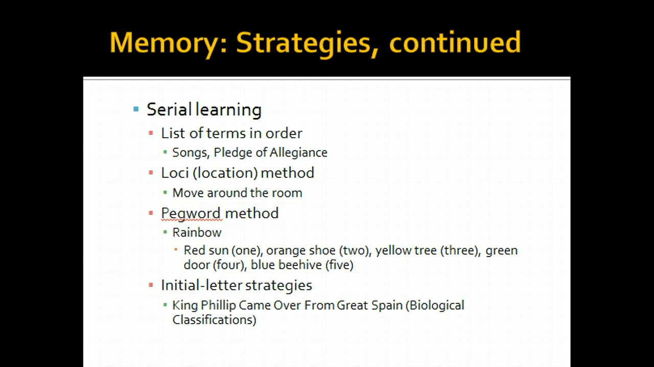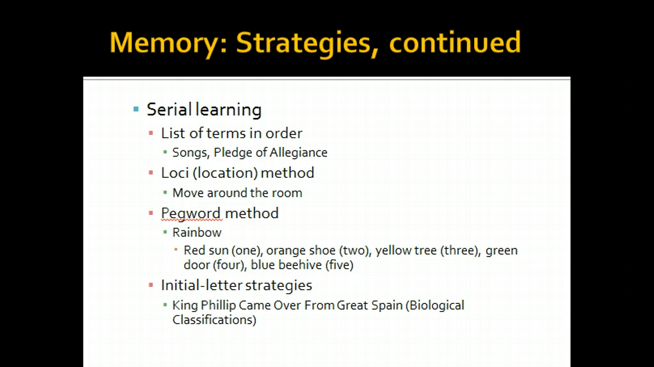Another type of serial learning is the peg word method, and this is where you take the words 1, 2, 3, 4, 5, as high as you want to go, and you pair them with words that rhyme. So, for example, the word sun rhymes with 1. If I'm trying to memorize, for instance, the colors of the rainbow in order, then I would say, well, 1 rhymes with sun, and red is the first color in the rainbow, so I'm going to picture a red sun. So sun, 1, it's a red sun.